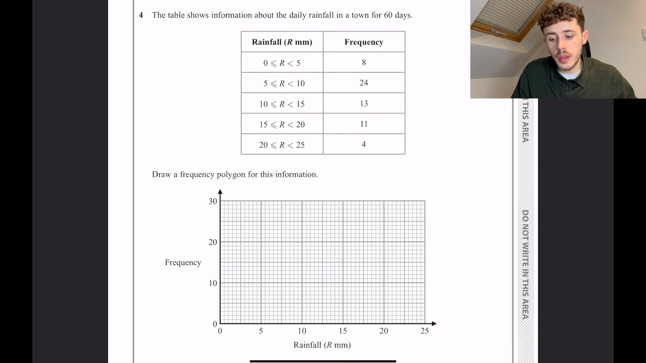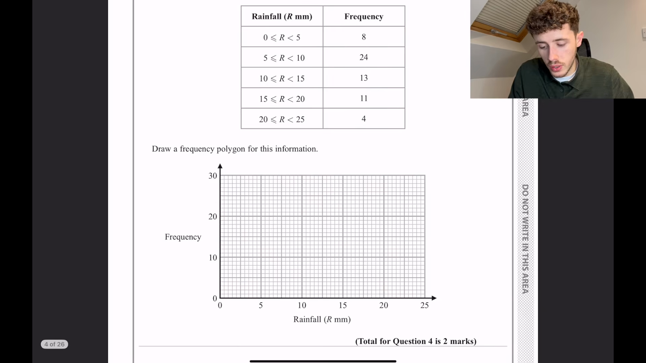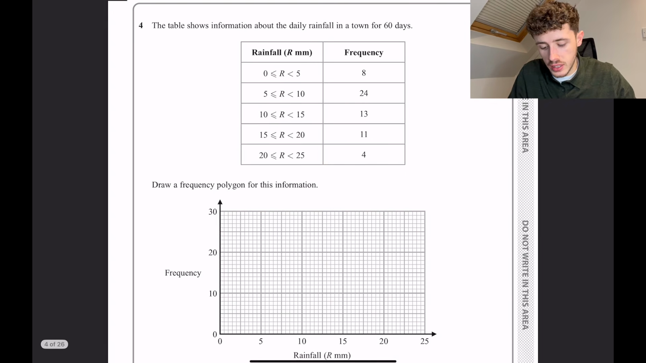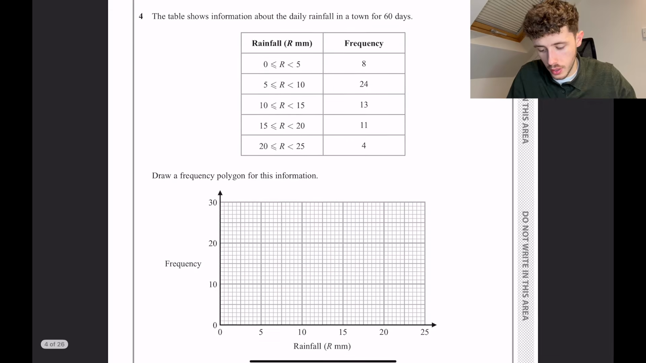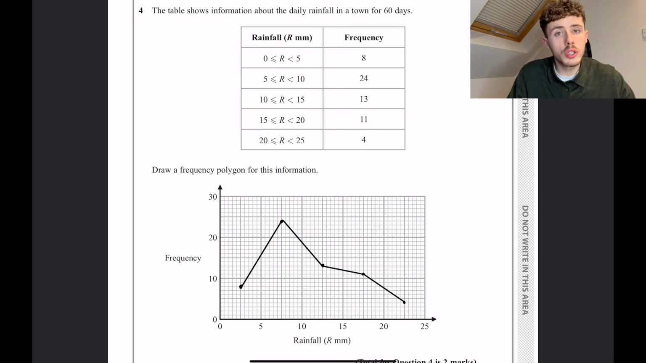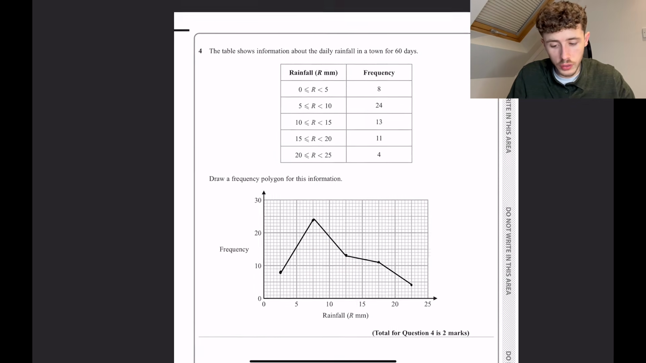The table shows information about the daily rainfall in a town for 60 days. Draw a frequency polygon for this information. So for a frequency polygon, we want to plot the x values in the middle of each group. So the first one is going to be at 2.5, the second one will be at 7.5. I will skip this on and you can see the final product. And once you join them just like a dot to dot, that is your final answer.